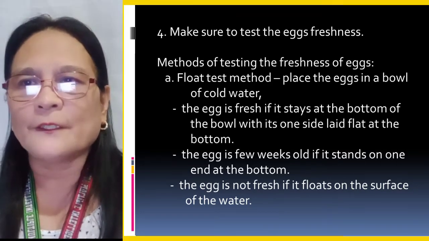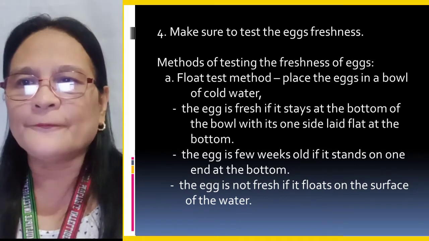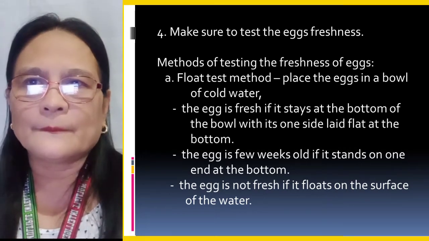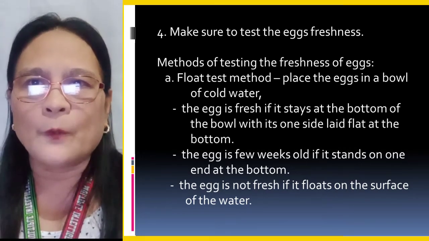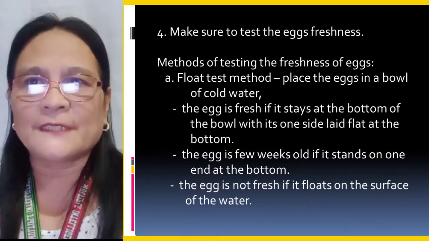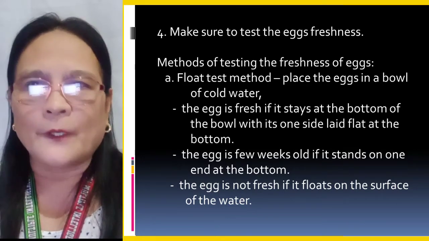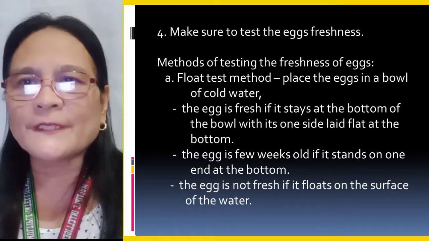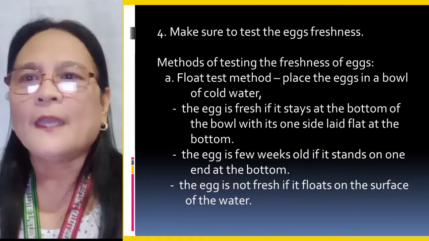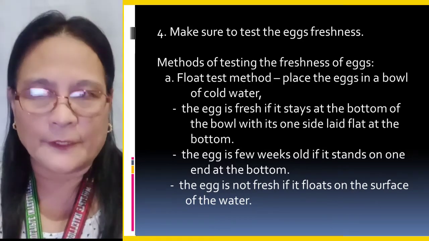So we have 2 methods of testing the freshness of eggs. Letter A is the float test method, in which you will place the eggs in a bowl of cold water. The egg is fresh if it stays at the bottom of the bowl, with its one side laid flat at the bottom. The egg is a few weeks old if it stands on one end at the bottom. The egg is not fresh if it floats on the surface of the water.